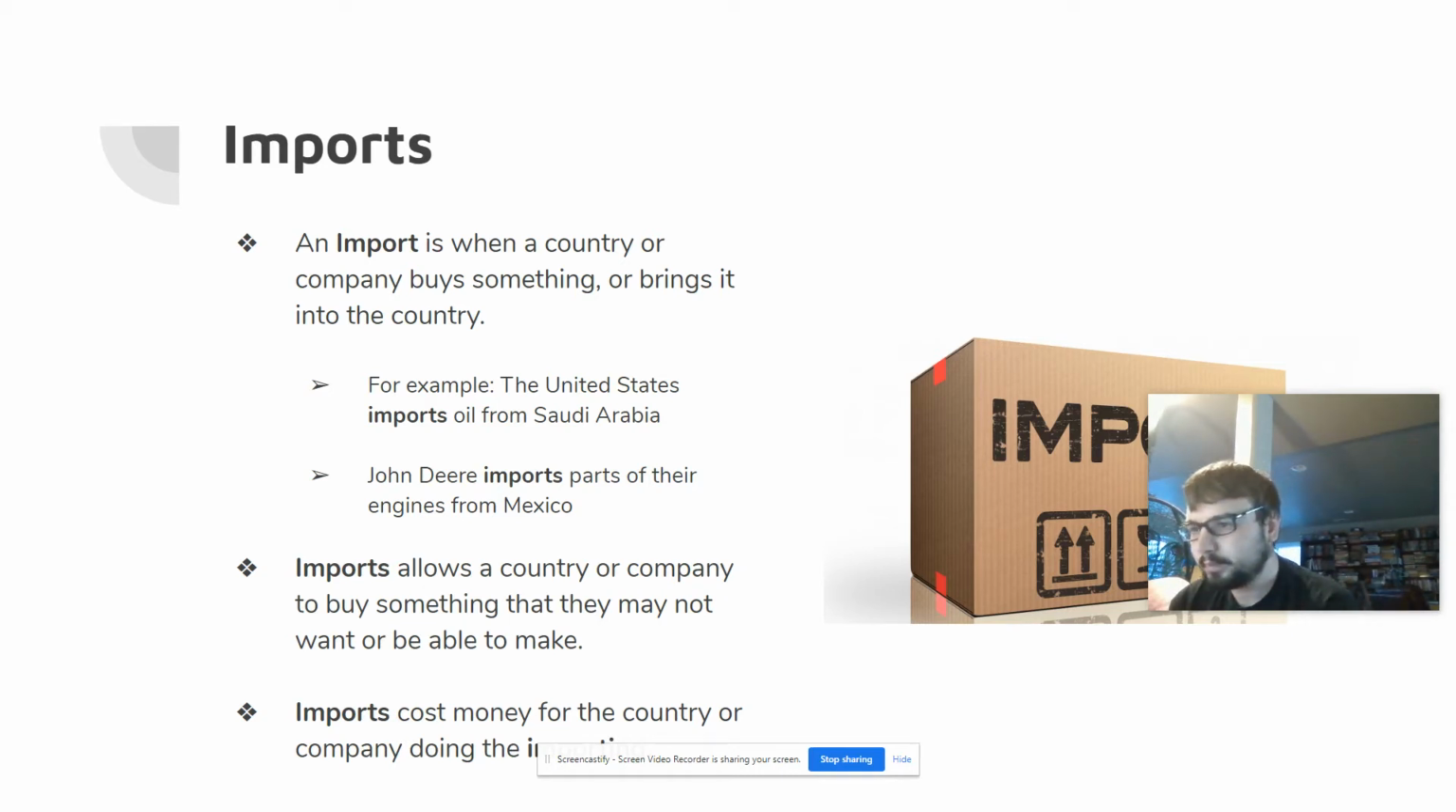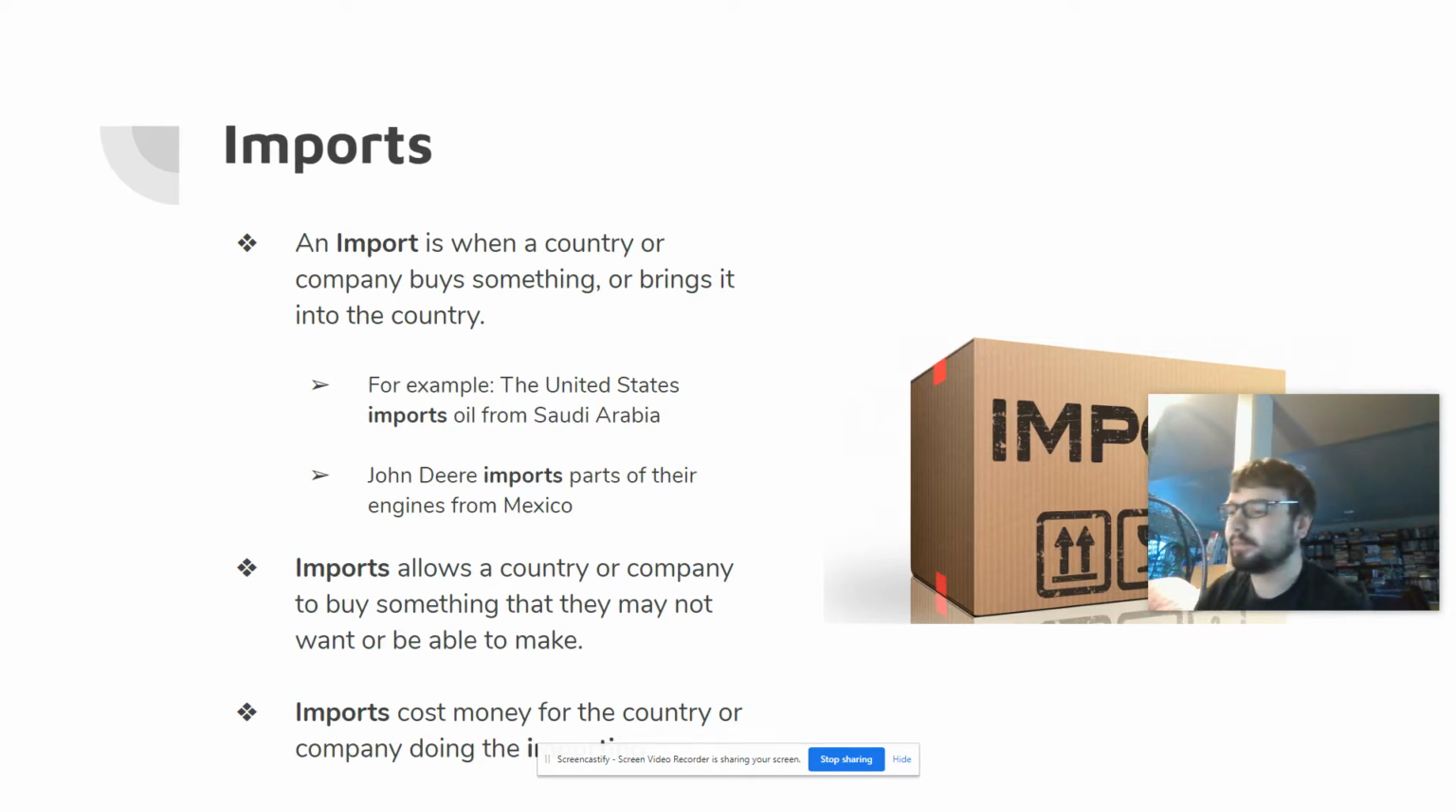Another example, John Deere, the tractor company, the nice green tractors, if you've ever seen those, they import parts of their engines from Mexico. They'll have a lot of that stuff made in Mexico for those tractors, and then they'll buy that and import it, bring it into the United States. Think in and import, bringing in.